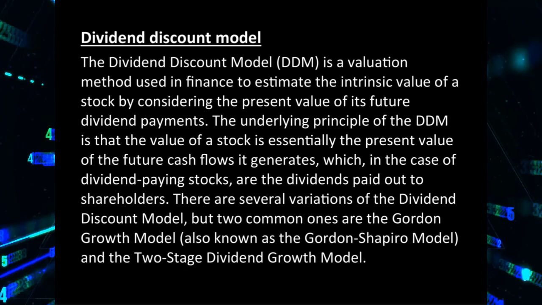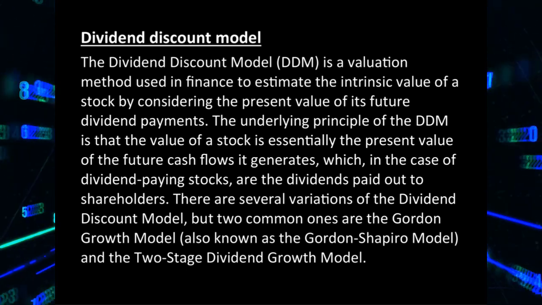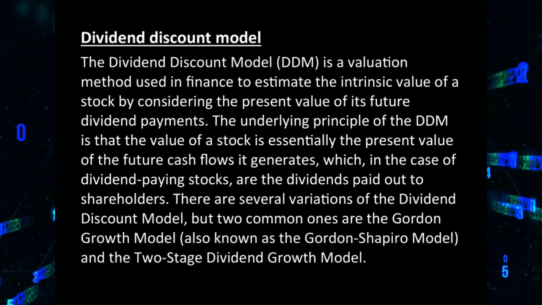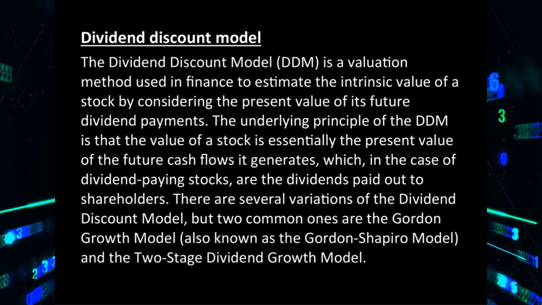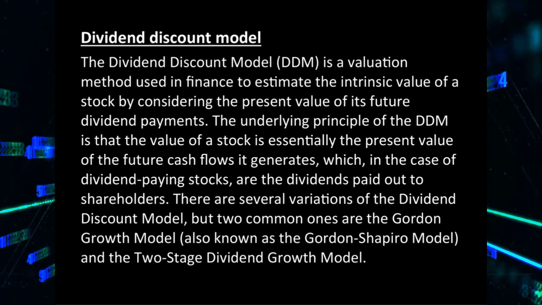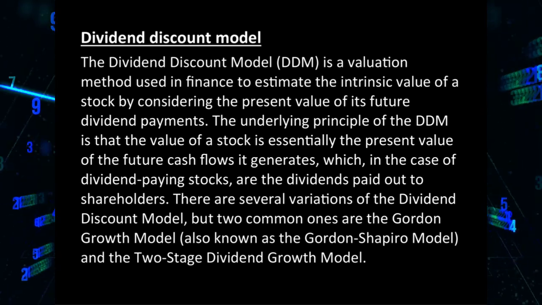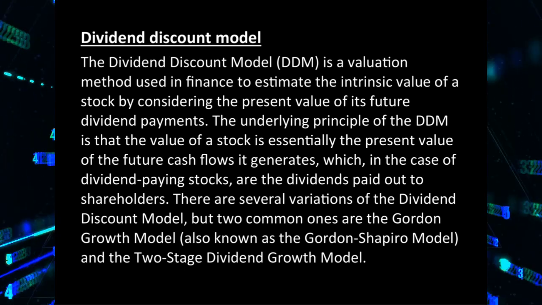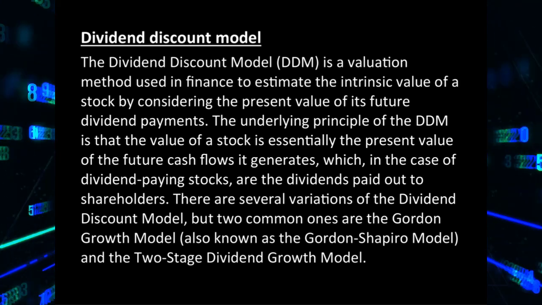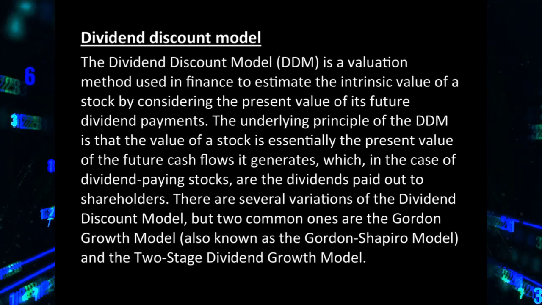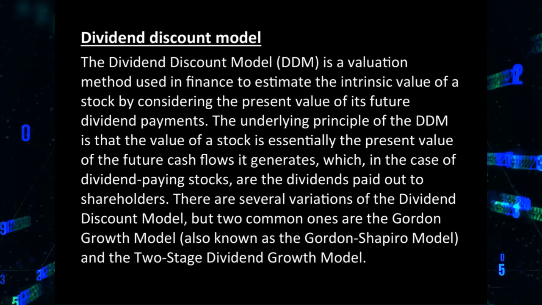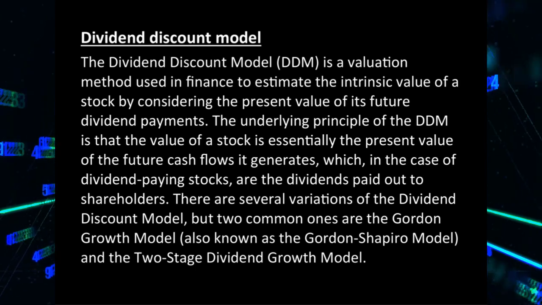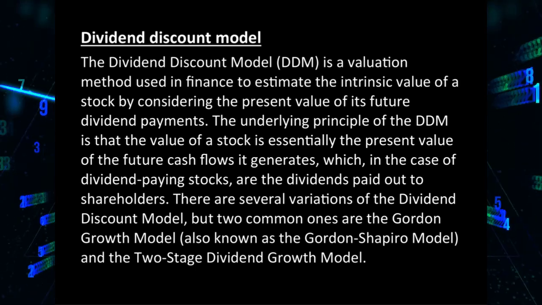Dividend discount model. The dividend discount model, DDM, is a valuation method used in finance to estimate the intrinsic value of a stock by considering the present value of its future dividend payments. The underlying principle of the DDM is that the value of a stock is essentially the present value of the future cash flows it generates, which, in the case of dividend-paying stocks, are the dividends paid out to shareholders. There are several variations of the dividend discount model, but two common ones are the Gordon growth model, also known as the Gordon-Shapiro model, and the two-stage dividend growth model.